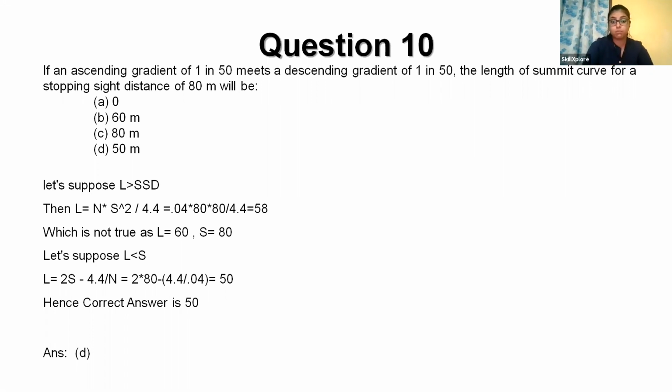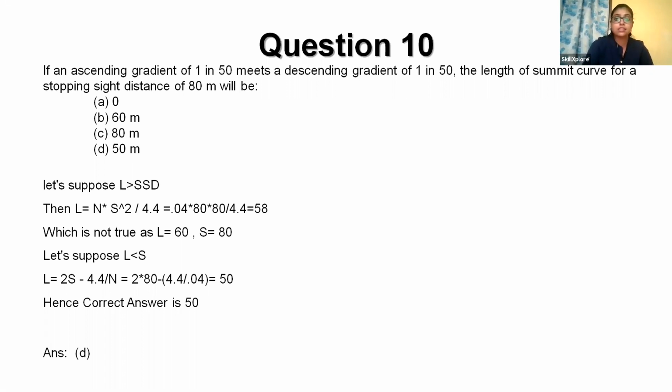So we have to choose the second option, that is assume L is less than S. The formula is different. L is equal to 2S minus 4.4 divided by N. Substitute the values. 2 into 80 minus 4.4 divided by N, as we have already mentioned, it is 0.04. The answer is 50. So hence the correct answer here is 50.